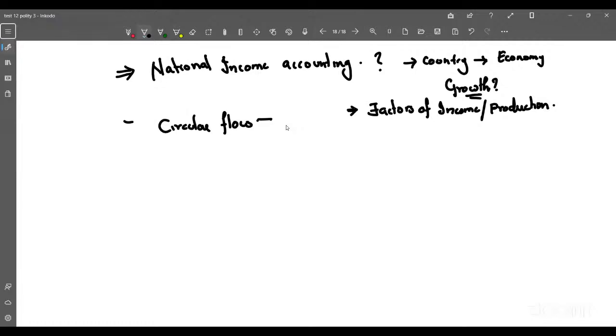Any idea? Land, labor. Sir, land, capital, interest. Labor, capital and interest.